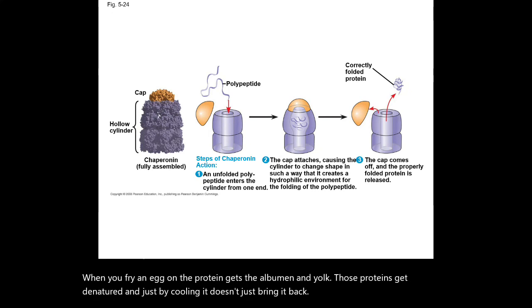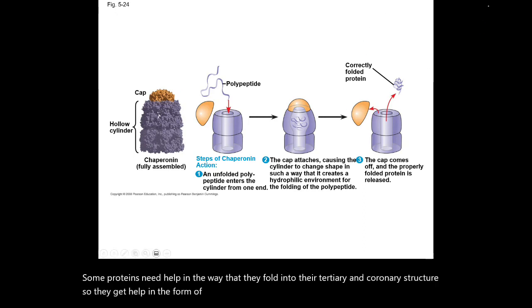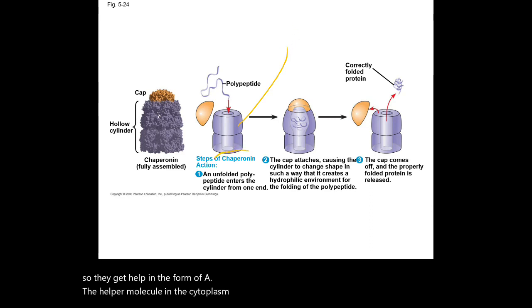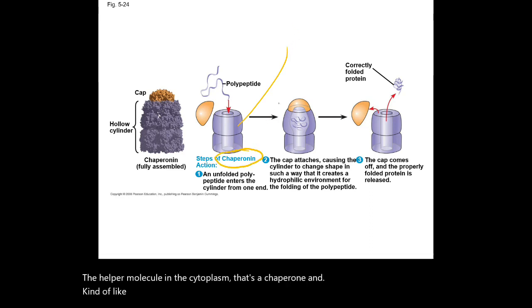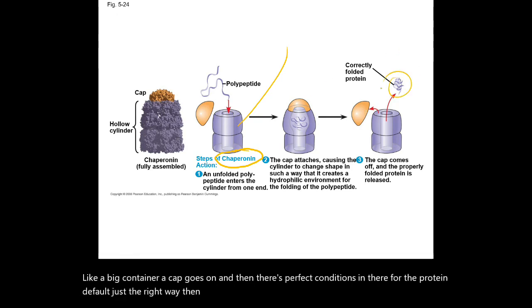Some proteins need help in the way that they fold into their tertiary and quaternary structure, so they get help in the form of a helper molecule in the cytoplasm that's a chaperonin, kind of like a chaperone for kids on a field trip or something. But the chaperonin allows the protein to enter this sort of like a big container. A cap goes on, and then there's perfect conditions in there for the protein to fold just the right way. Then it opens up and the protein comes out ready to fold. And not all proteins need this, but some are so complex that they need a little bit of help to fold correctly.